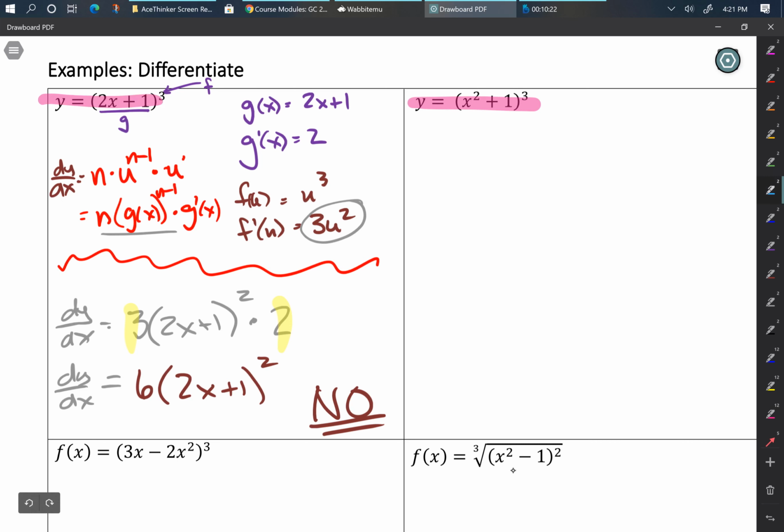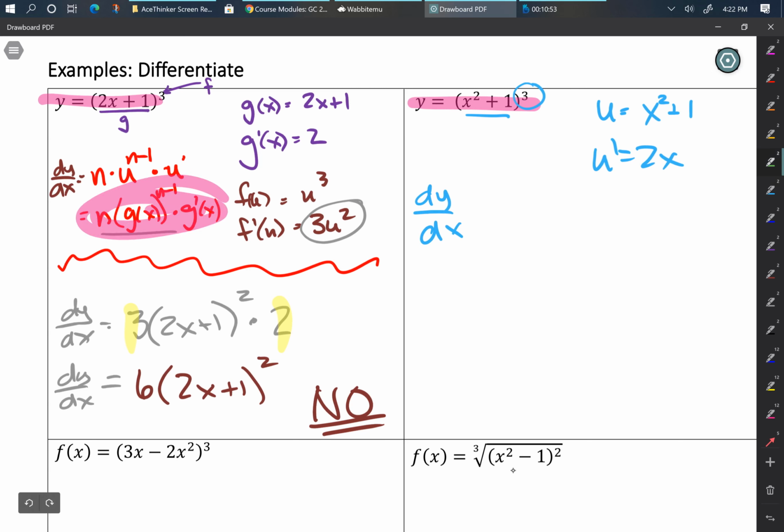Let's see. It looks like I've got a function raised to a power. So it looks a lot alike. Okay? So the u is x squared plus 1, and then the u prime, or the g prime, however you want to look at that, is going to be just 2x. So then our dy dx, I'm still using this definition over here, right? Our u prime is going to be 3 times x squared plus 1 squared times 2x.